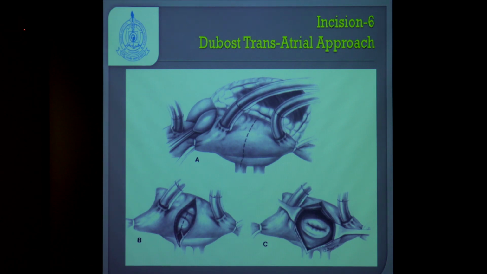This is the Dubost transatrial approach, in which a horizontal incision is given all along the right atrium across the Sondergaard's groove into the right superior pulmonary vein. This opens the left atrium, and the incision is extended vertically into the fossa ovalis to open the right atrium and the left atrium to expose the mitral valve.